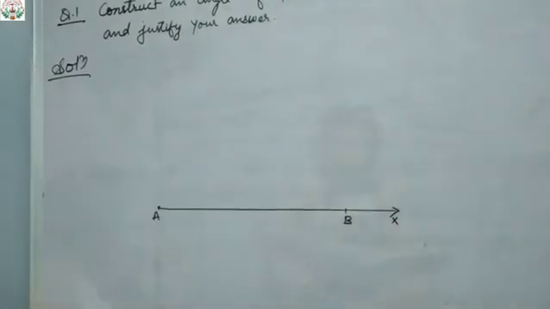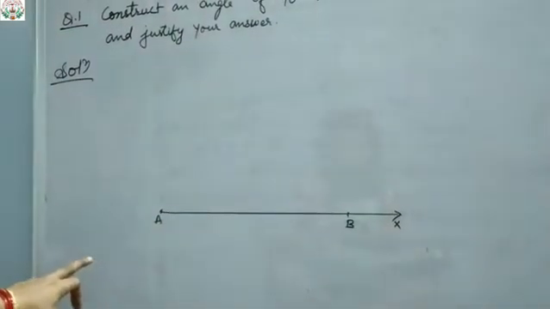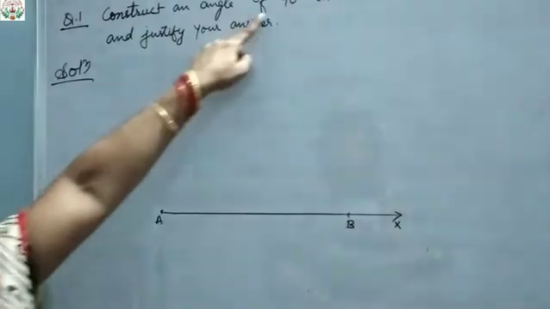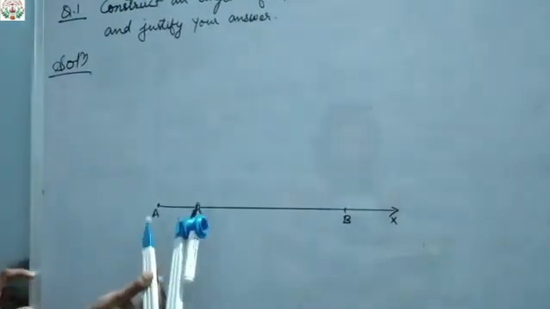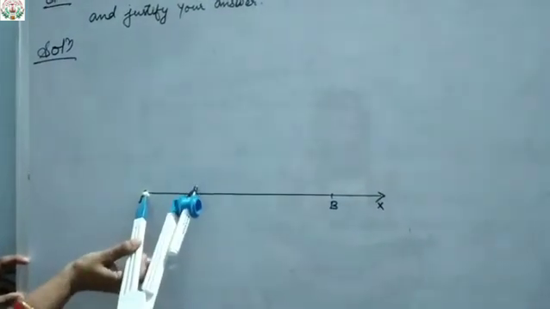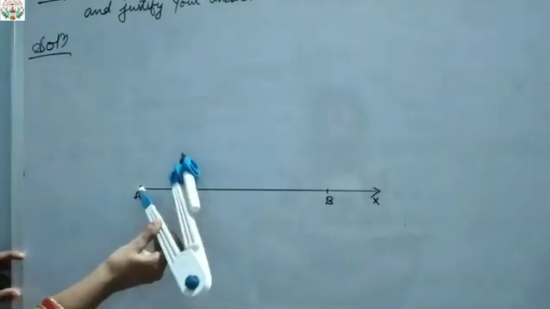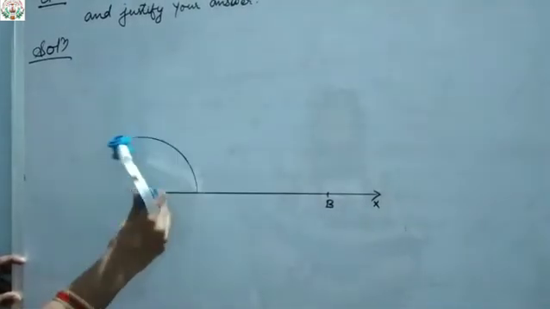At the initial point of that particular ray, you have to make 90 degree. So this is our initial point. Here, for 90 degree, keep this and draw an arc likewise, and draw 90 degree. All of you know how to make it.